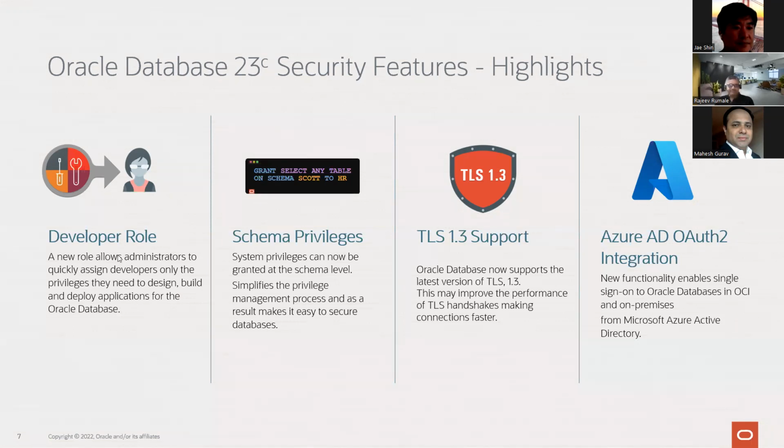So it starts with the developer role. This is a new role that we have added to simplify DBA work, and the work between the developer and DBAs, right? And then we have schema privileges. It simplifies how we give access to objects in other schemas. And the new network encryption layer, the TLS 1.3 support is the latest one that we have now, industry standard. And the Azure OAD, right, Active Directory using open authentication integration, right?